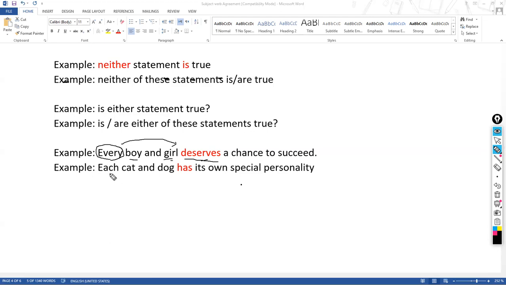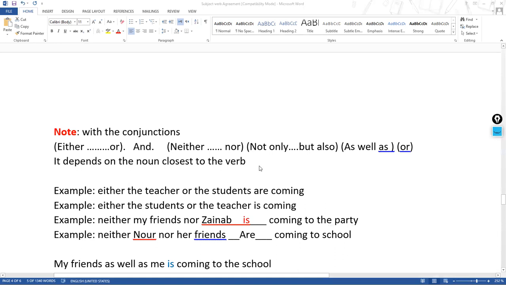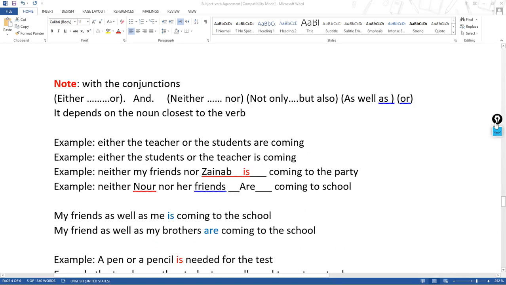We have another example with each. So notice each cat and dog has its own special personality. So I know that cat and dog are talking about plural or two, but because I used each, you have to use singular all the time. Please keep it in your mind because as I told you, sometimes I commit mistakes without knowing that they are wrong.